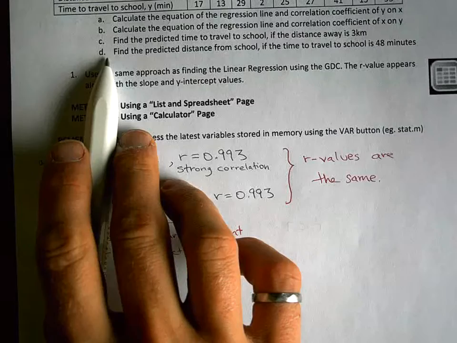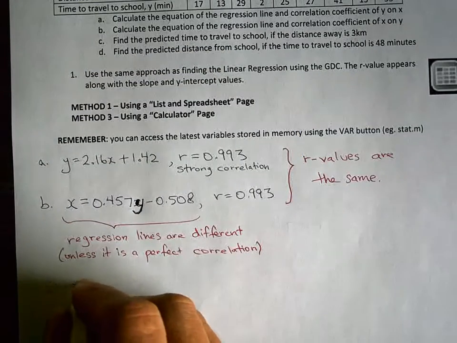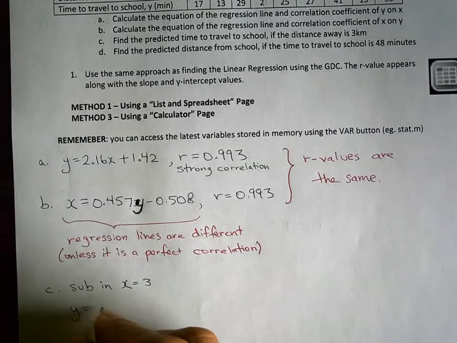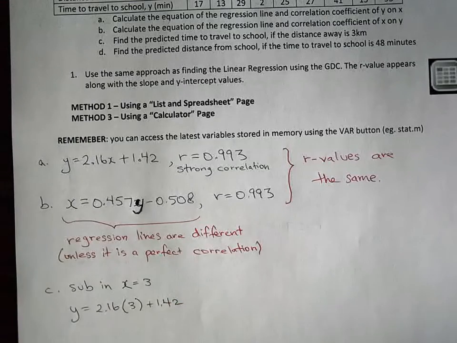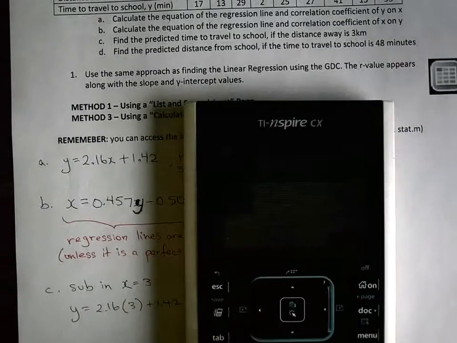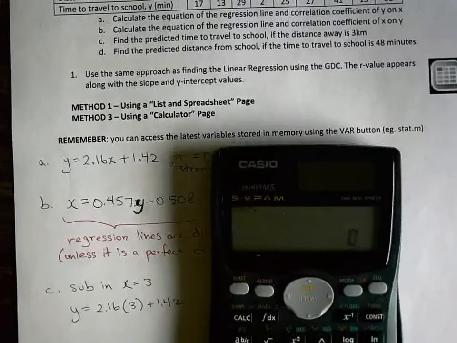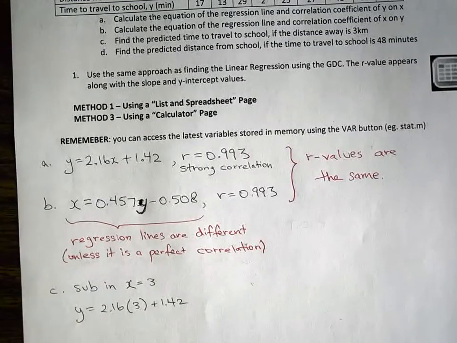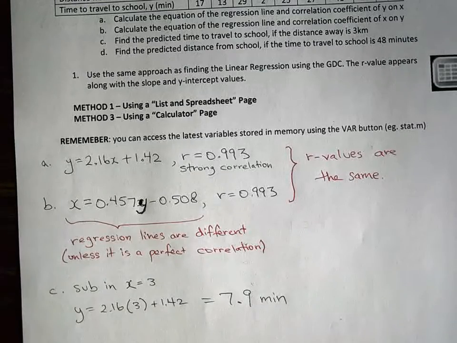So now for part C, find the predicted time to travel to school if the distance away is 3. So for this, I'm going to sub in x equals 3. I have to use that first equation. So y is equal to 2.16 times 3 plus 1.42. You could do this with your regular calculator. I have my regular calculator right here: 2.16 times 3 plus 1.42. I'm so quick with this thing because I've used it all my life. And that gives me 7.9 minutes. It seems to make sense.